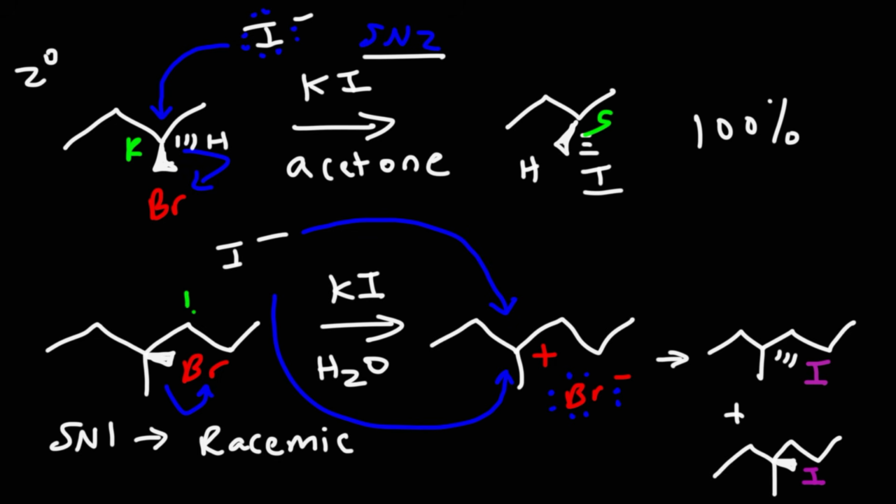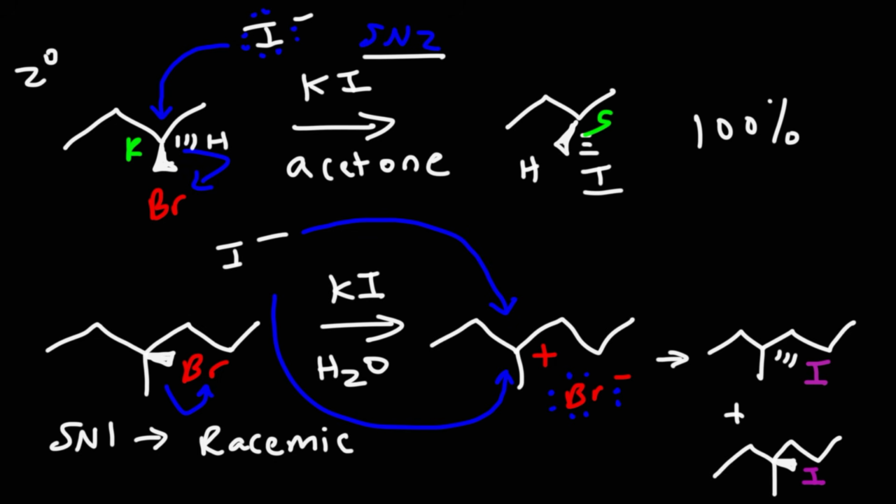The propyl group is number 1. Actually, we don't need to count that. We just know one of them is going to be R, one of them is going to be S. You can figure it out if you want to. So make sure you understand that the SN2 reaction gives us 100% the inverted product, but the SN1 reaction gives us a racemic mixture. We get both inversion and retention.